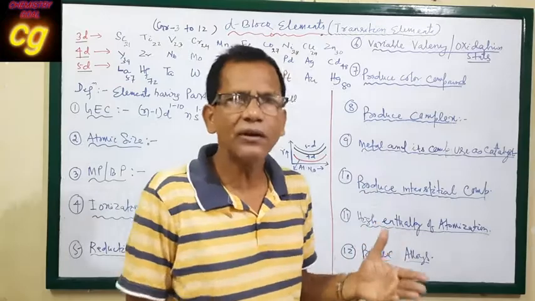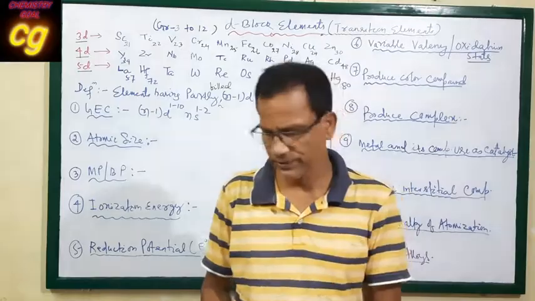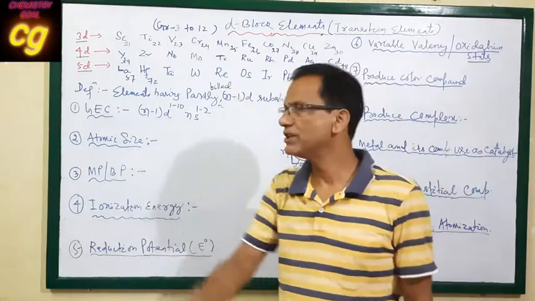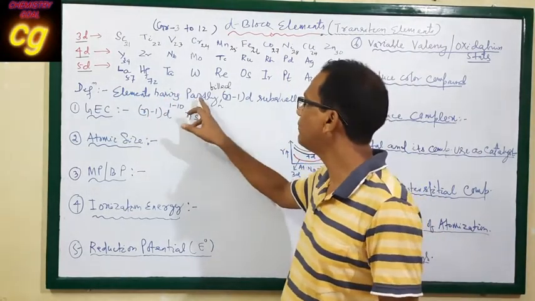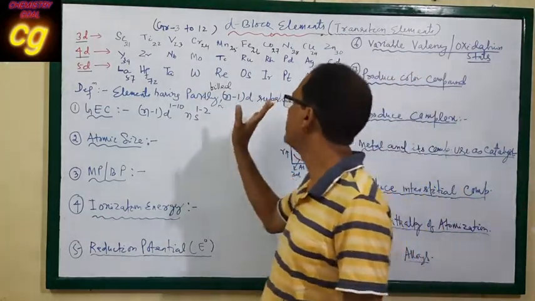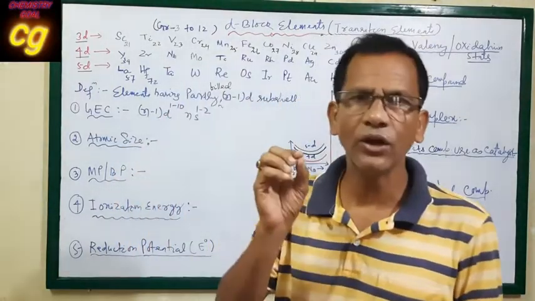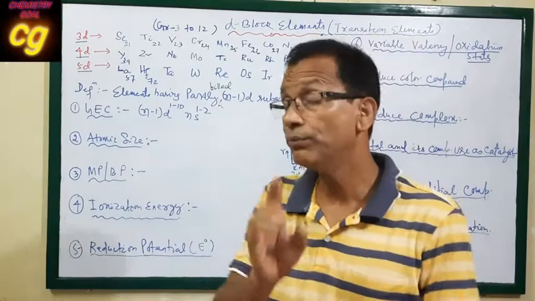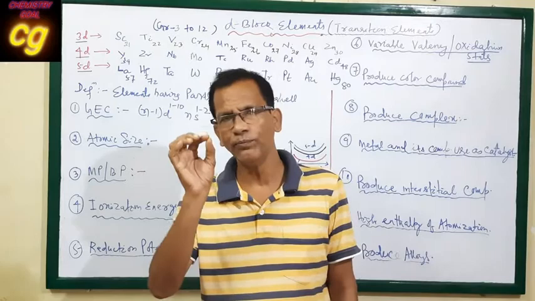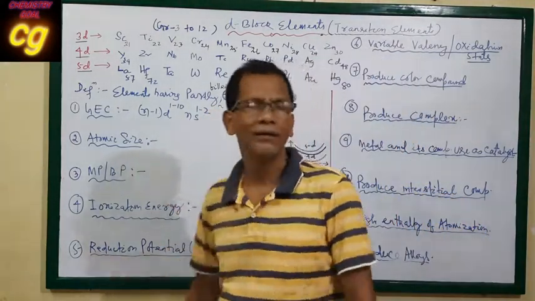Which type of elements are called transition elements? There is a specific definition of transition elements. The modern definition is: elements having partly filled or partially filled N-1 d subshell. That means these elements should have an incomplete d subshell. That is an important definition of transition elements. If the elements contain an incomplete, that is partially filled, d subshell, they are called transition elements.